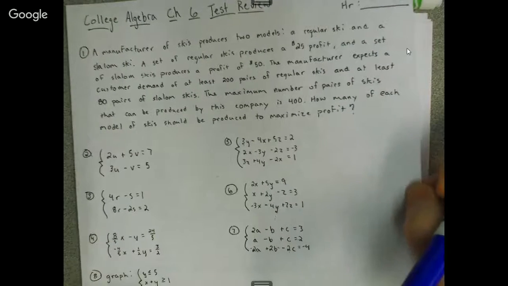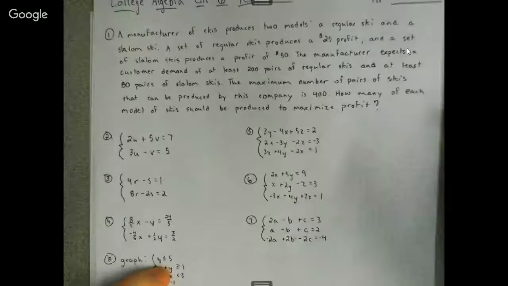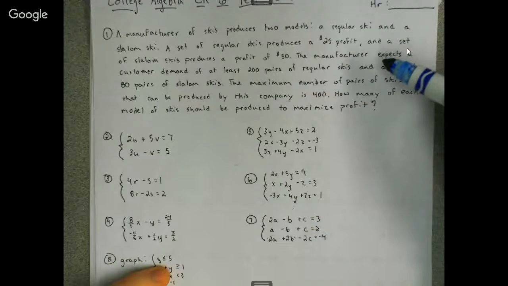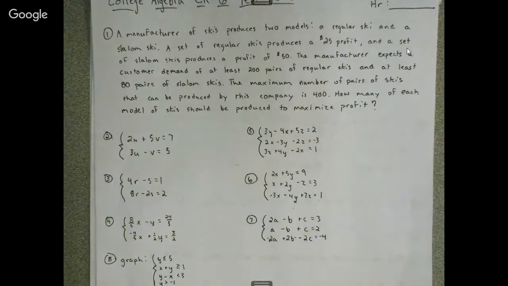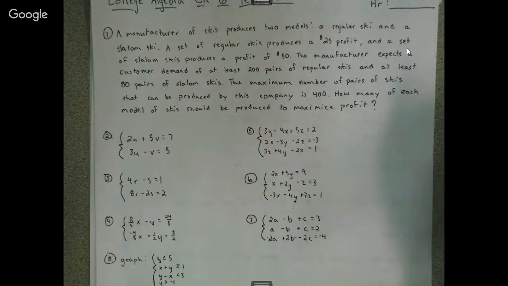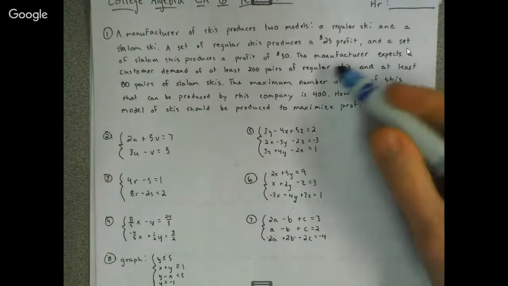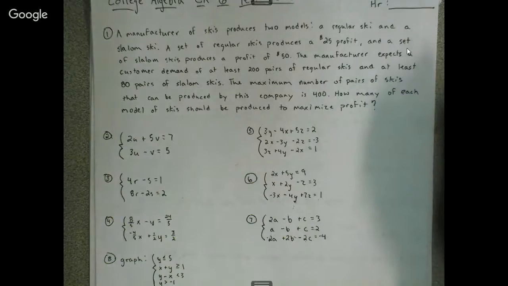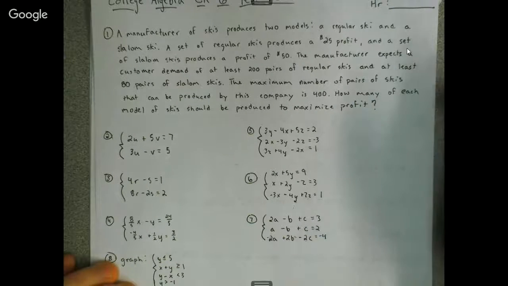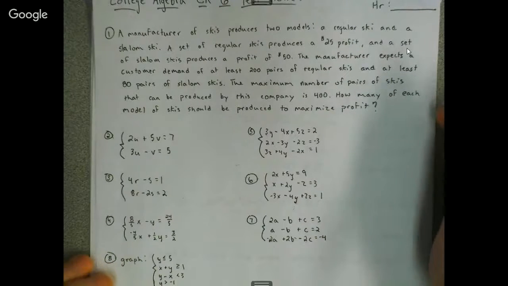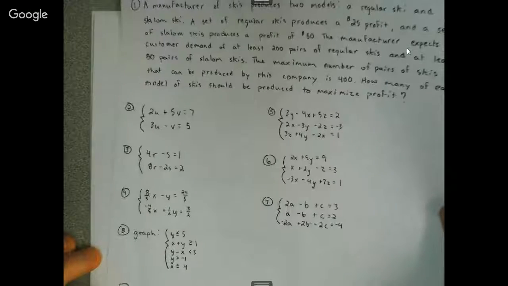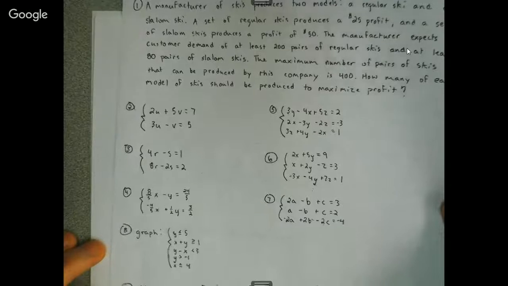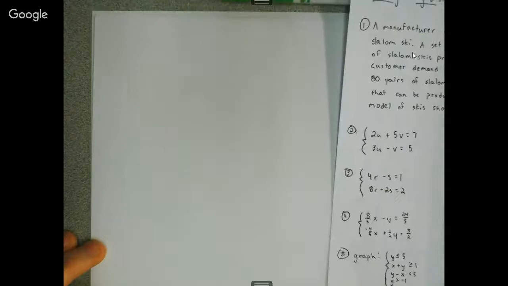Okay, so a manufacturer of skis produces two models, a regular ski and a slalom ski. A set of regular skis produces a $25 profit, and a set of slalom skis produces a profit of $50. The manufacturer expects customer demand of at least 200 pairs of the regular ski and at least 80 pairs of the slalom skis. The maximum number of pairs of skis that can be produced by this company is 400. How many of each model of skis should be produced to maximize profit?